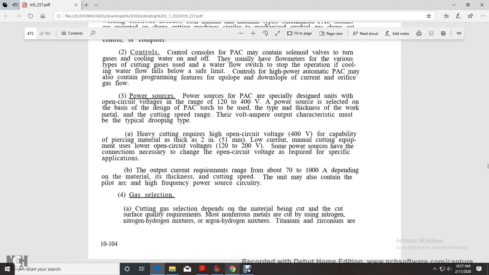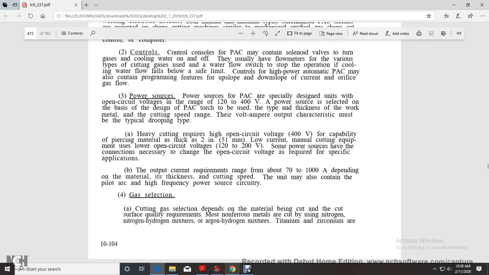The power sources for plasma arc cutting are specially designed units. Open circuit voltage ranges from 120 to 400 volts. The power source is selected on the basis of the plasma arc cutting torch to be used, the type and thickness of the metal, and the cutting speed range. The voltage-ampere output characteristics must typically be of the drooping type. Heavy current requires a high open circuit voltage for the capability of piercing metal as thick as 2 inches. Low current manual cutting equipment uses a low open circuit voltage of 100 to 200 volts. Some power sources have connections to change the open circuit voltage required for specific applications.